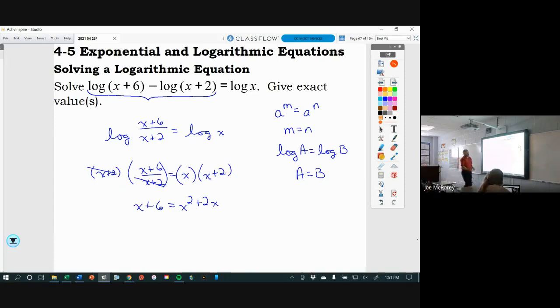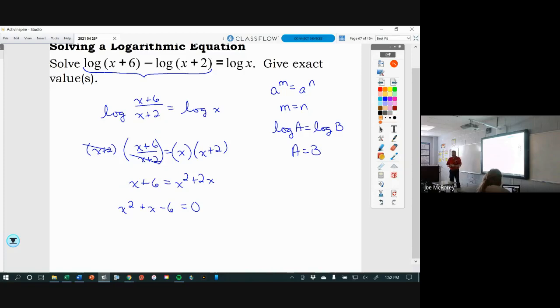So we have x squared. Subtracting x from both sides, 2x minus x is plus x. And subtracting 6 from both sides is minus 6. And I flipped it around, put it equal to 0. Hold up, where'd 2x go? Oh, never mind, I see it. Okay. So factor that. I need two numbers that multiply to negative 6 but combine to 1.